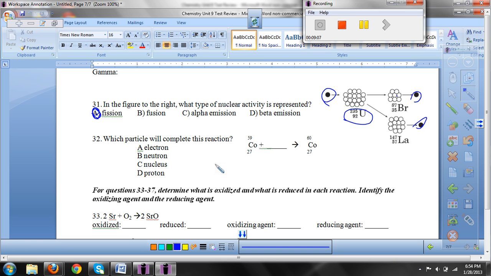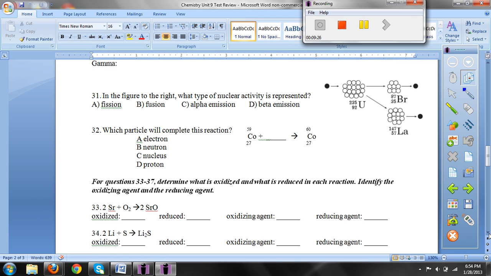Which particle will complete this reaction? So I said, well, 59 and 60, I know I need a 1 here. 27, I need a 0 there. So 1, 0, that's going to be a neutron. Okay? So that has no charge, but it has a mass. All right, let's scoot on down.